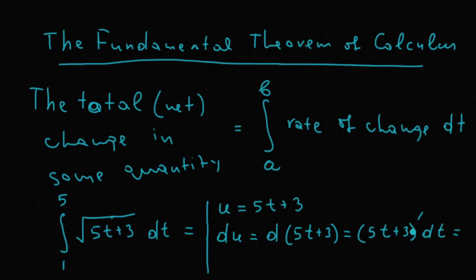Since the derivative of 5t plus 3 is just 5, we find that du equals 5 dt. I am going to solve this equation, du equals 5 dt, for dt. In order to do that, all we have to do is divide both sides of this equation by 5, and we get dt equals 1/5 of du.